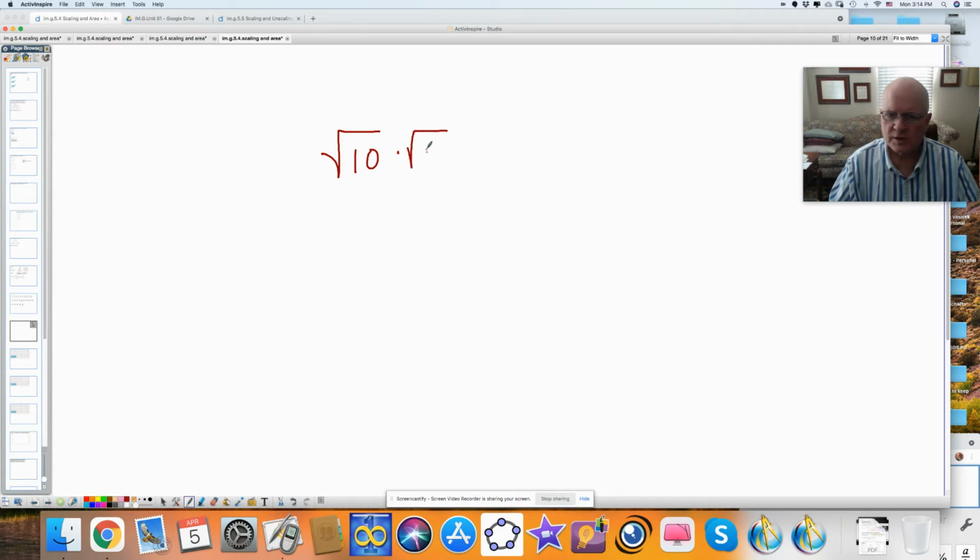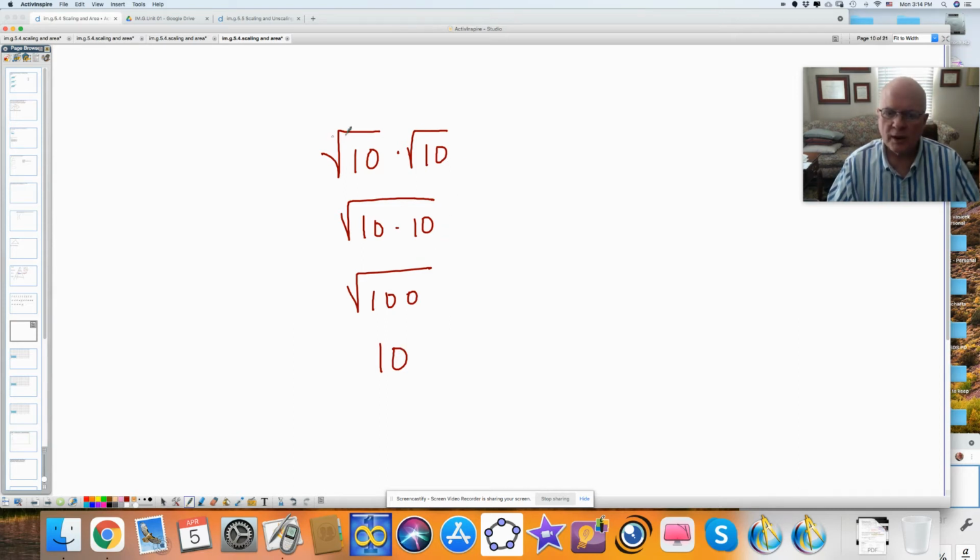When you multiply the square root of 10 times the square root of 10, you get the square root of 10 times 10, which is the square root of 100, which is 10. So what number times itself is equal to 10? The square root of 10. When you multiply a radical by itself, it's equal to the radicand. That's the thing that's underneath the radical sign, the radicand.